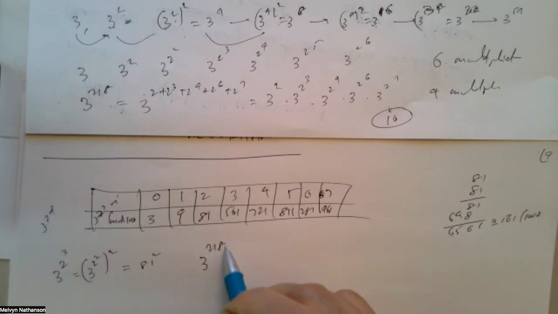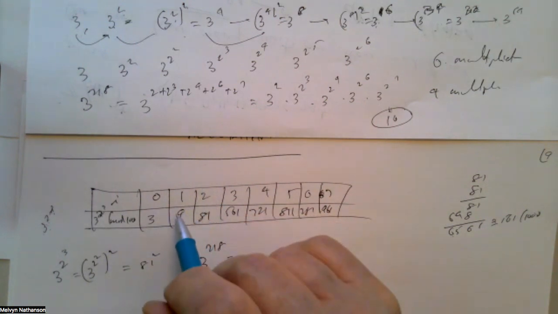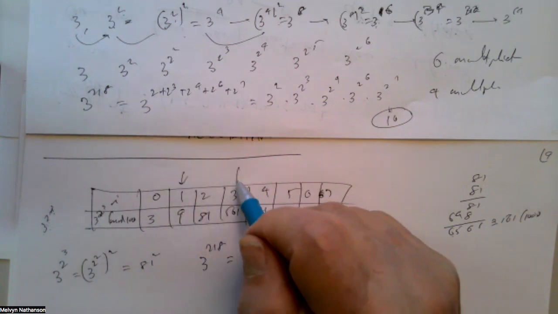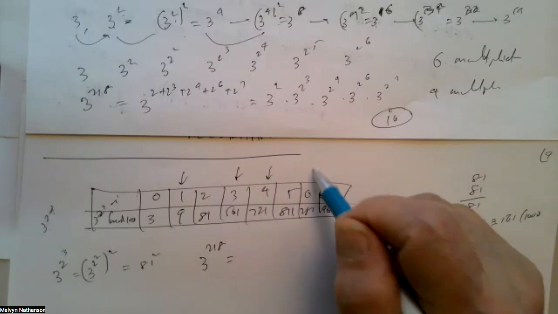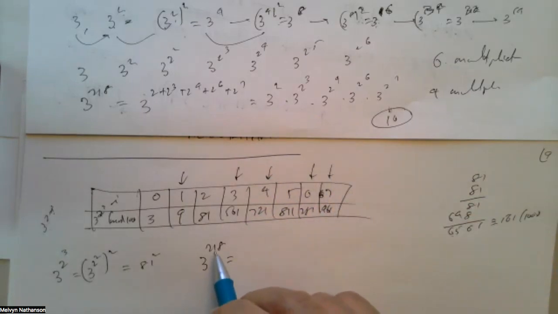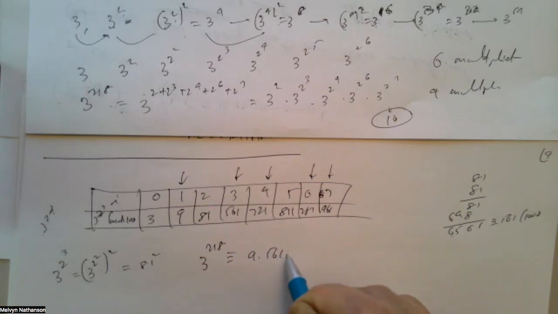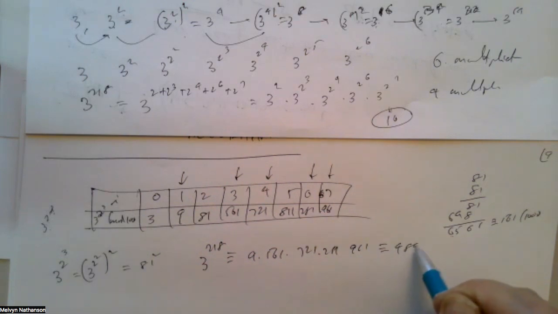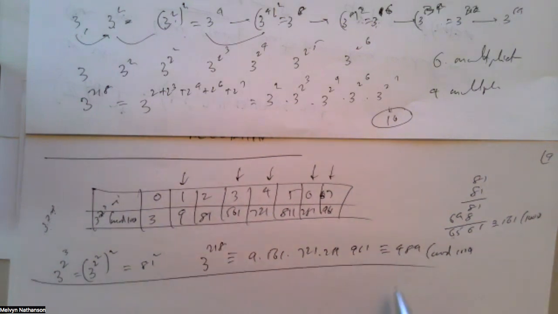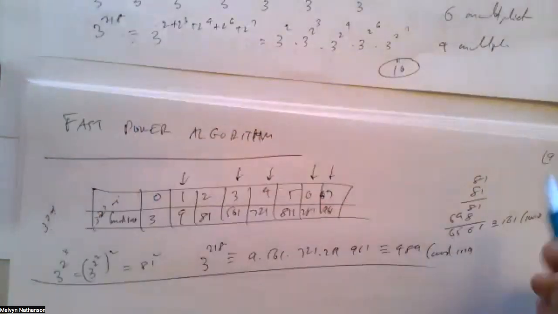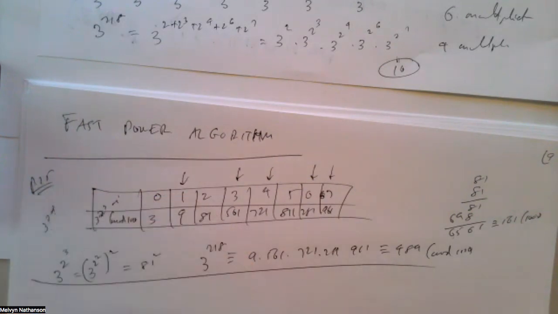So 3 to the 218 is the product of 3 to what powers 2 to the i? It was 2 to the first, 2 cubed, 2 to the 4th, 6th, and 7th. So 3 to the 218 is congruent to 9 times 561, 721, 281, 961. You do these multiplications, and the answer turns out to be 489 mod 1,000. But you can see these calculations if you look at the text on page 25.